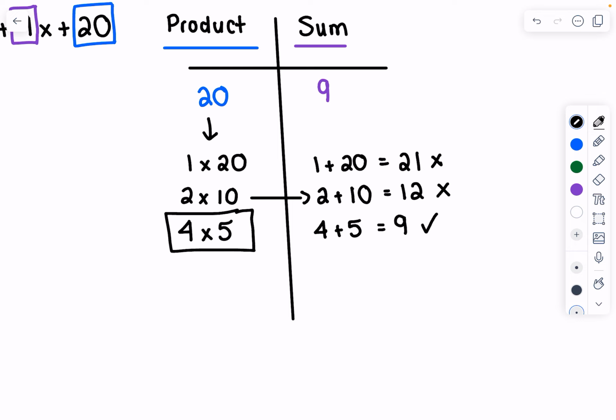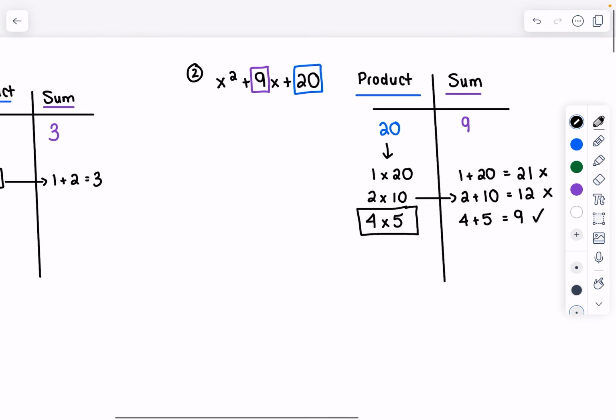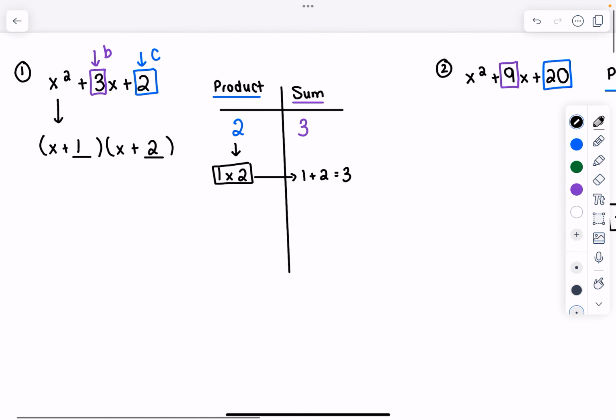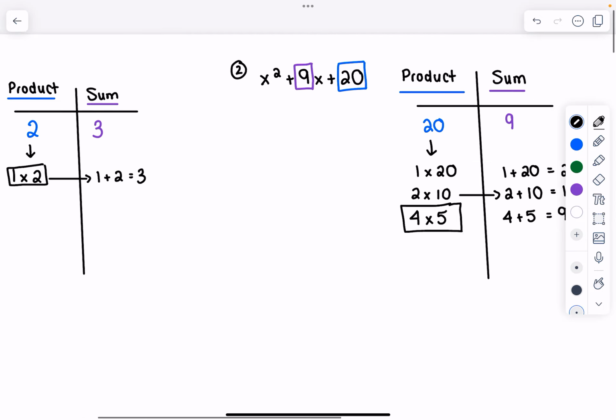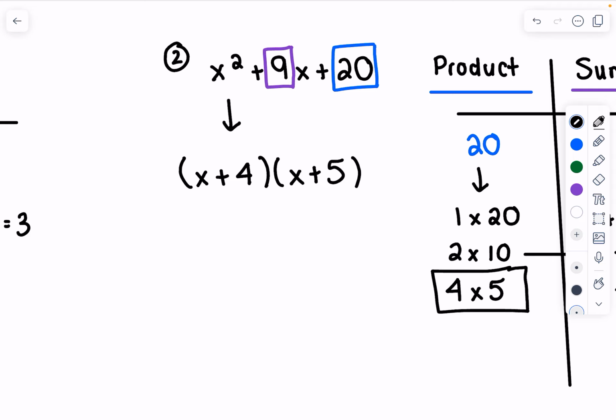Some of you might have looked at those numbers on the side and right away said, I know it's 4 and 5. Okay, so if you know it, feel free to hop right into your factored form. Same thing as before, we're going from standard to factored. So we are going to open up our brackets and just write it as x plus 4 and x plus 5. That is our final factored form. We're going to leave it just like that.